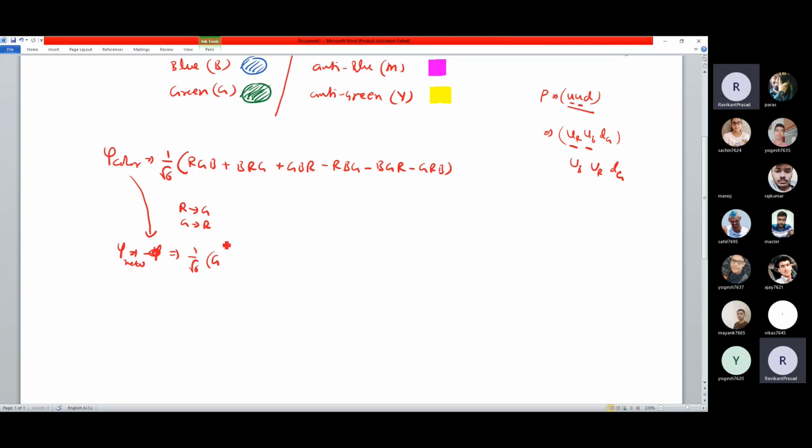So first, R will become G and G will become R. We just have to remember that B will not change, only R and G keep changing. So for B, this will become G and this will become R, plus G will become R, B is as it is, and R will become G, and minus this will become G, B, and R, minus B is as it is, and G is R, and G, and minus G will become R, and B, sorry, not B, I have to write G and B. So they are not the same, both of them.